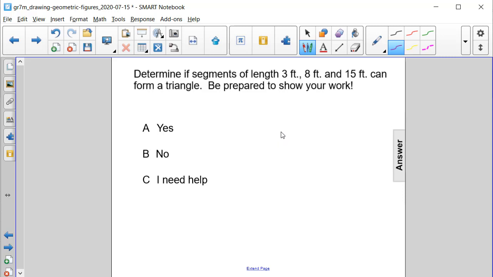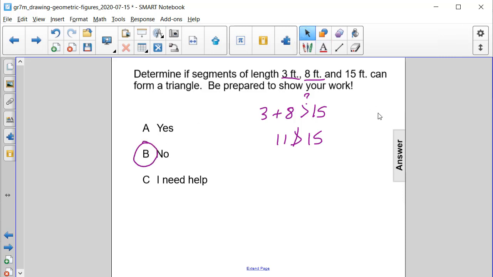And the easiest way to evaluate this is to always look at the smallest and the medium side length, which in our case is 3 and 8. So if I add up 3 and 8, is that bigger than 15? If I add them up, I get 11. 11 is not bigger than 15. Therefore, I cannot form a triangle. Or my answer is B, no.